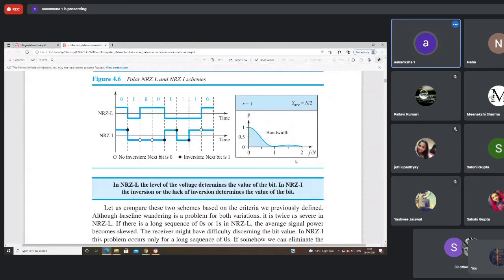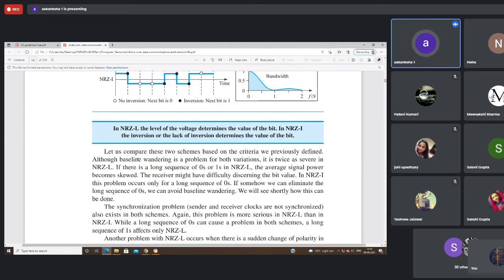Now, what are the basic characteristics of this? You can see the frequency spectrum is this, and power level is on the y-axis. R is equal to 1, S average is N by 2, and the bandwidth. Now you can see the bandwidth and the spectrum here. Most of the frequencies and the bandwidth are constrained within this curve, under this curve. So that is the problem with this scheme, that most of the power is concentrated within this bandwidth. We will discuss that in a short while.